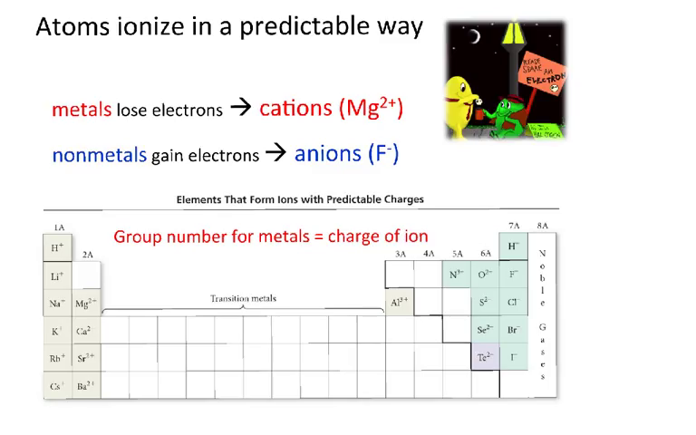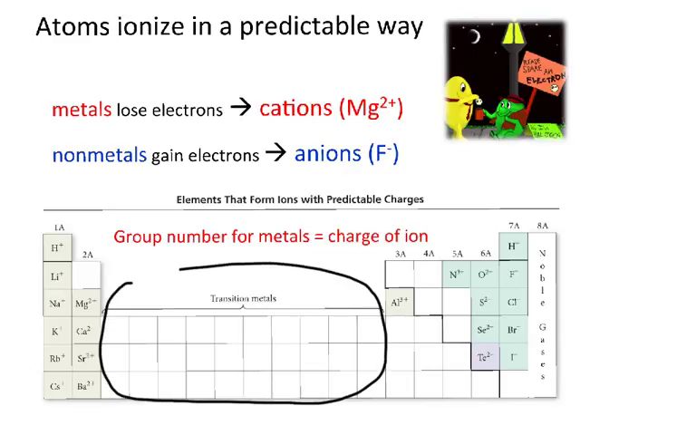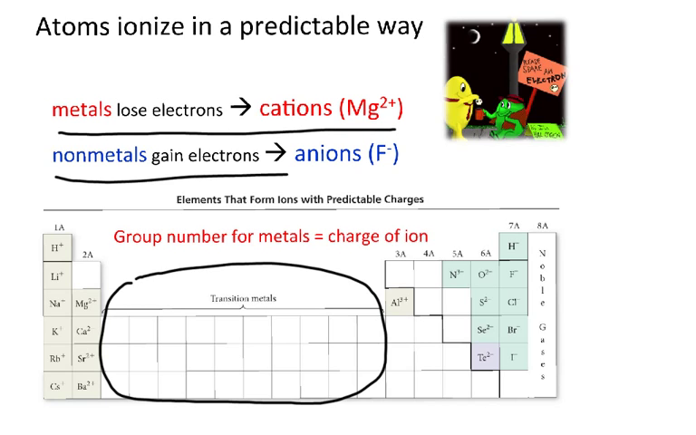So in addition to knowing the groups and whether or not something is a metal or a non-metal, you should know that this region here in the periodic table, these are called transition metals. You should also know that atoms ionize in a very predictable way. So we're going to be dealing with ions pretty much for the rest of Chem 109. When metals lose their electrons, they form cations. When nonmetals gain electrons, they form anions.